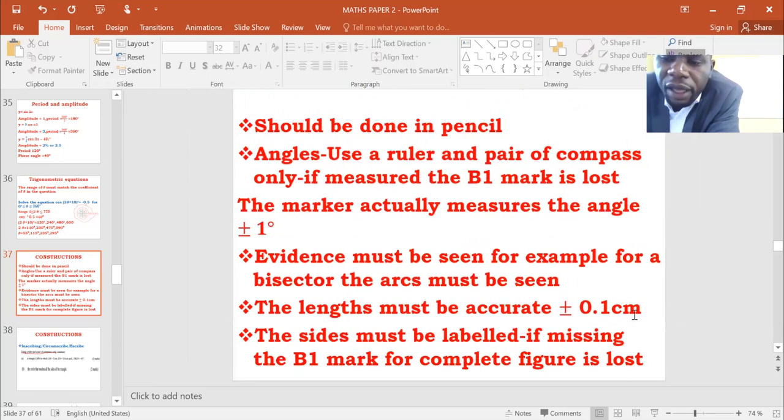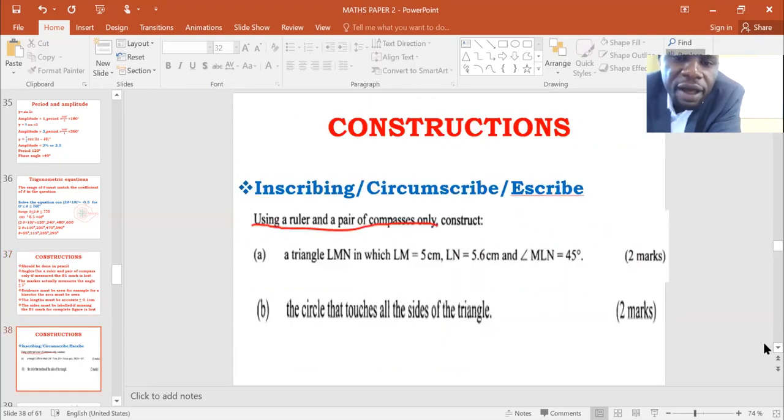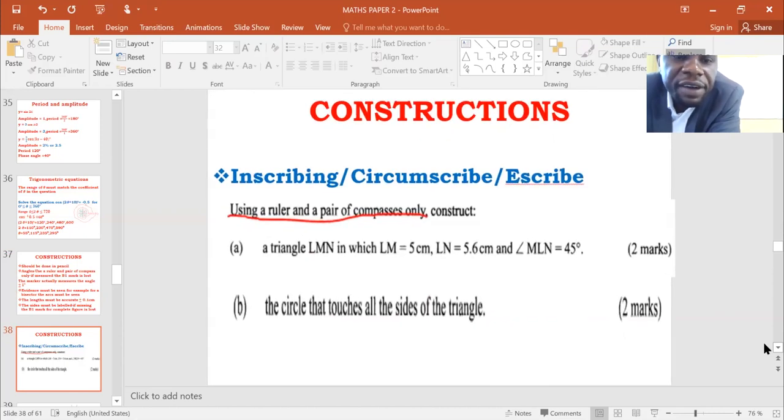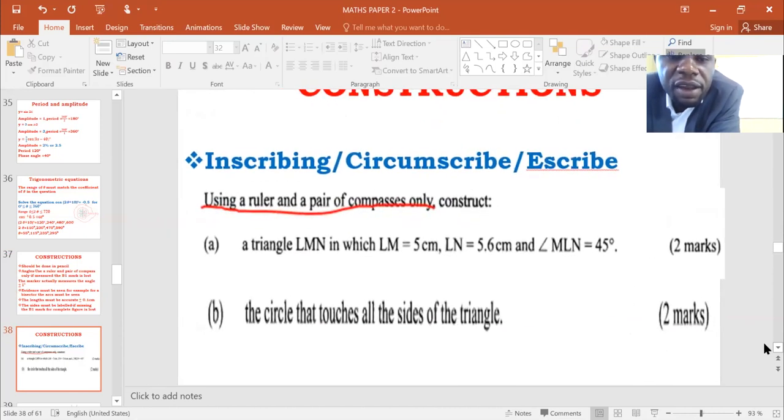Now, I picked one that was set in 2017. It was inscribing a triangle. Inscribing and ascribing, there's always a problem. Like you are told that using a ruler and a pair of compass only, construct triangle LMN, in which LM is 5, LN is 5.6, and angle MLN is 45 degrees, 2 marks. Then construct a circle that touches all the sides of the triangle.